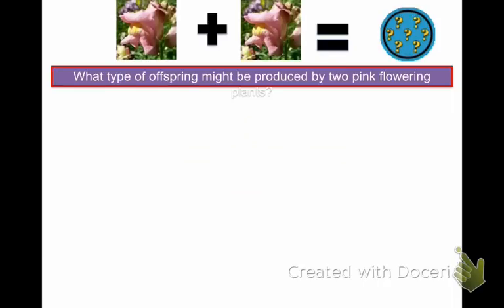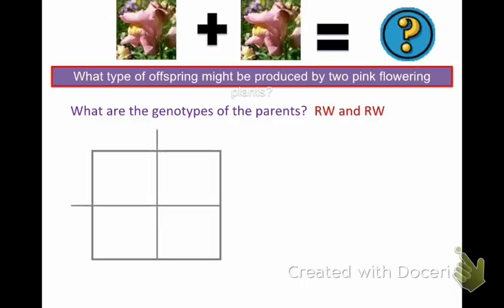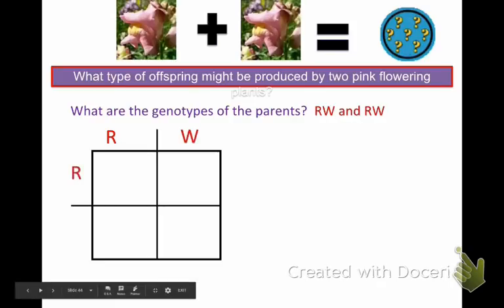All right, so what type of offspring would be produced by two pink flowering plants? What are the genotypes of the parents? If we have two pink plants, both genotypes of the parents would be big R, big W, right? Very good. So RW and RW. Now we can set these up in a Punnett square: an R and a W, an R and a W. There's mom. There's dad.